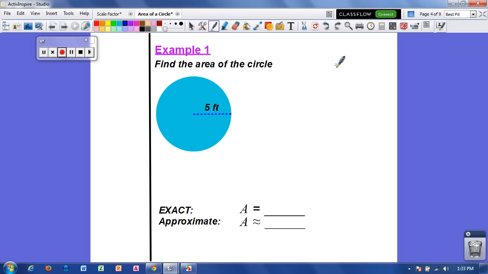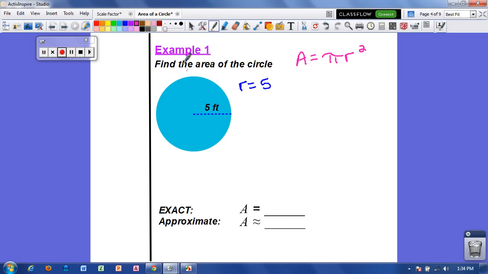Alright, so let's actually calculate the area of a circle. So in example 1, we have this circle right here. We have a radius of 5 feet, so I am just going to record that my radius equals 5. Now, I know that the area of a circle formula, area equals pi r squared. Now, we are going to find the exact answer, and we are going to find the approximate answer.